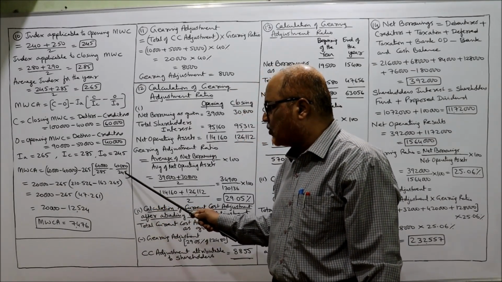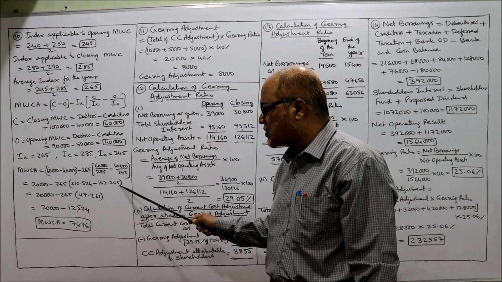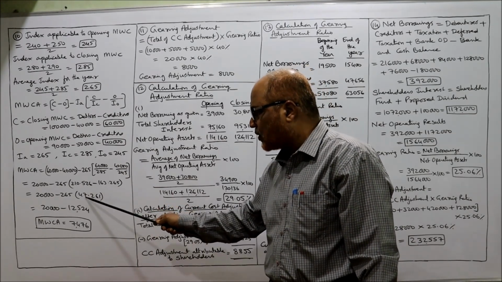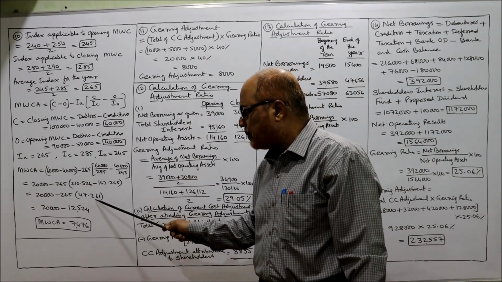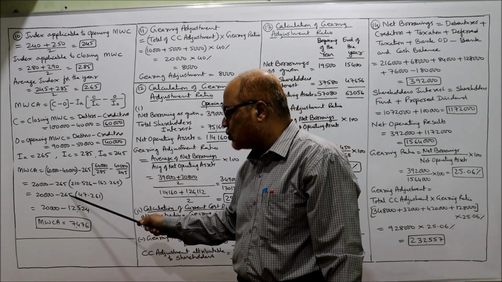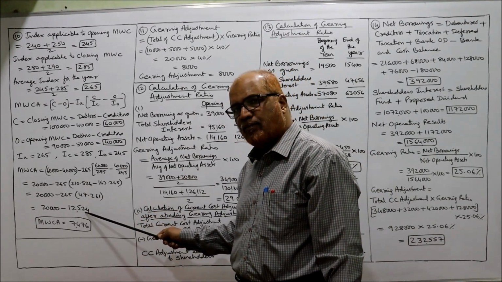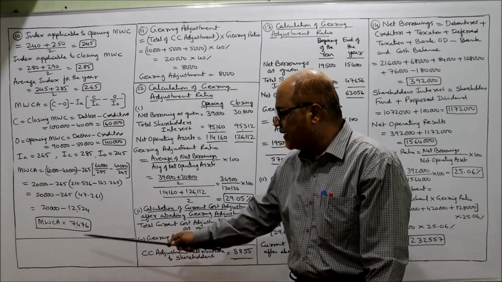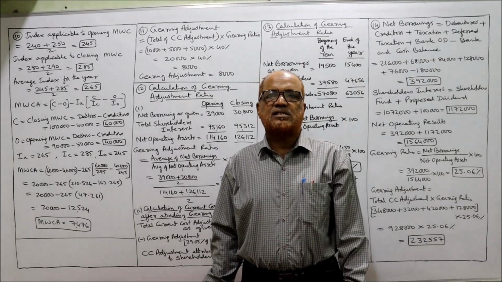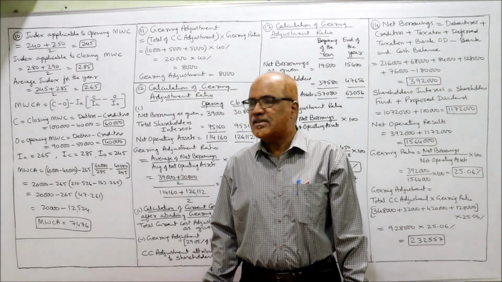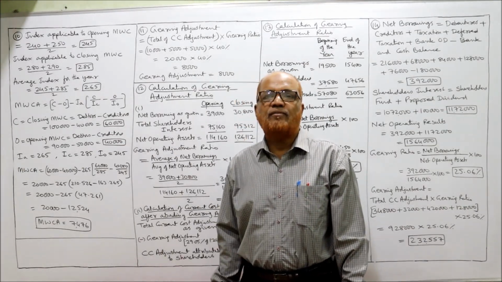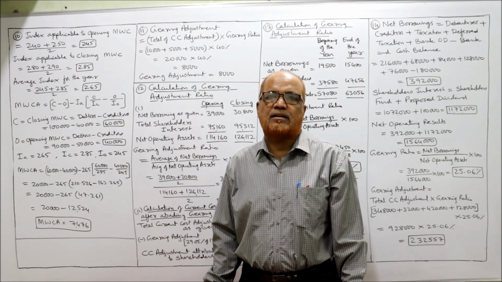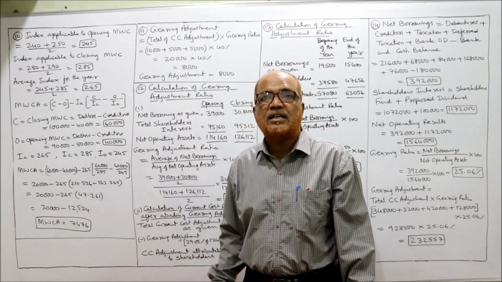210.526, and 40,000 divided by 245, 163.26. First you subtract, you will get 47.261. Multiply 47.261 into 265, 12,524. 20,000 minus 12,524, MWCA is 7,476. This is the net monetary working capital adjustment. That's all. So this is the 10th problem.